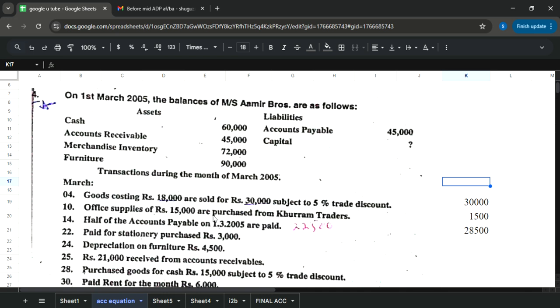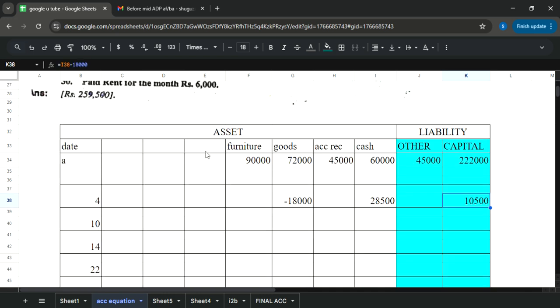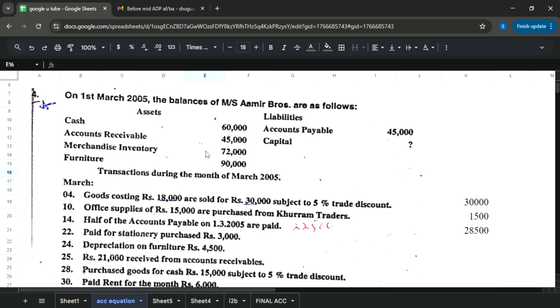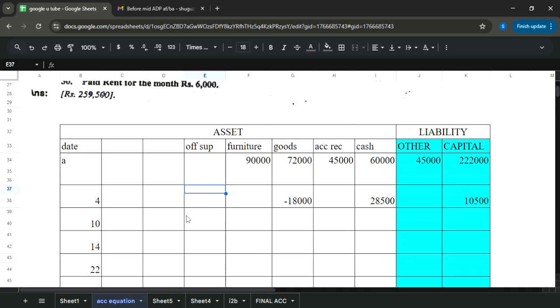Office supplies 15,000 are purchased. We don't have office supplies over here, so we will add a new column for office supplies. Now look at here, office supplies of 15,000. So there is an increase of 15,000 over here as our first step.